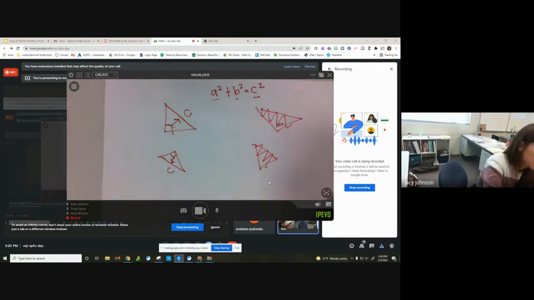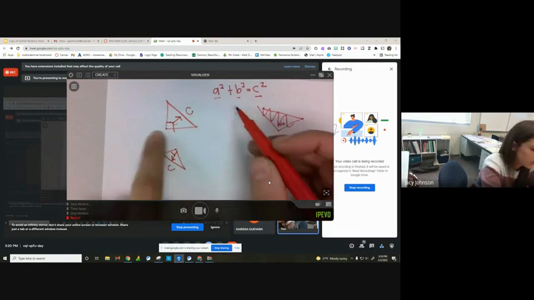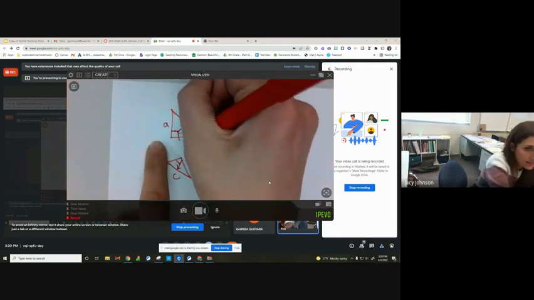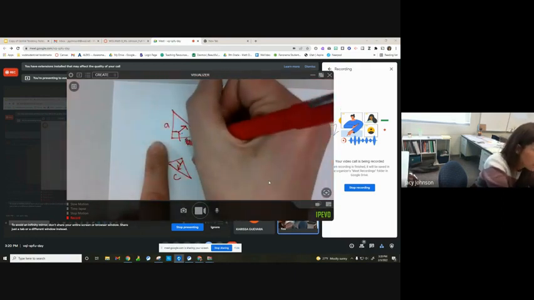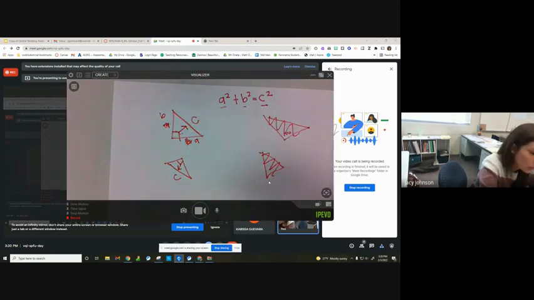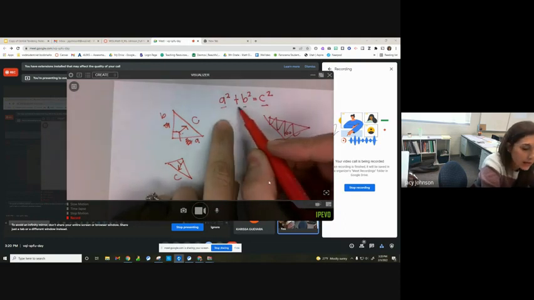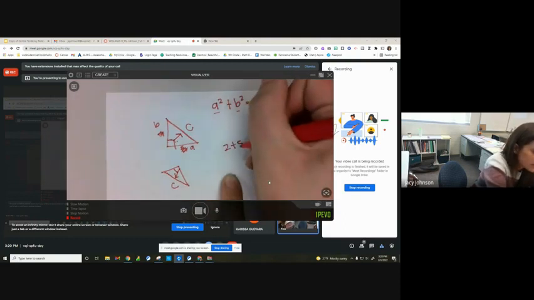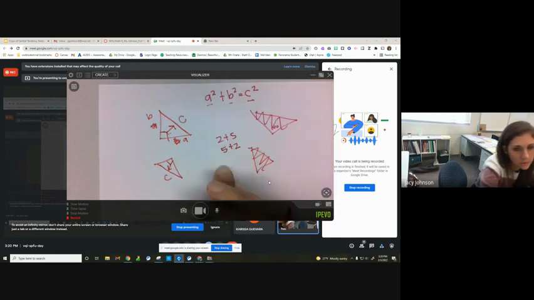They call that the hypotenuse. A and B are interchangeable. So I could call this A and this B, or I could say, oh, no, never mind, this is B and this is A, and it will work either way because remember, I can add in any order. 2 plus 5 is the same as 5 plus 2.